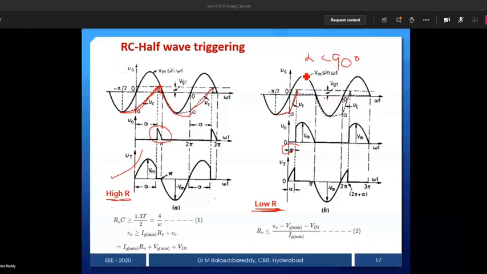So in this fashion you can explain this. These are all empirical relations, no proof for this. Later also they gave some empirical relations. This is half wave triggering. But what is the drawback in this? One drawback is that during the negative half cycle I am unable to control. Same for R triggering, RC triggering also has the same problem. During the negative half cycle we are unable to control the output voltage.